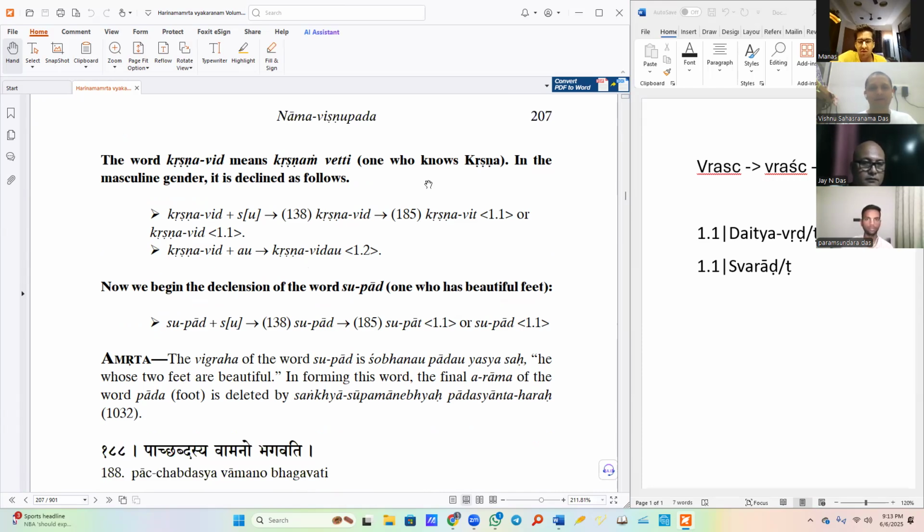Prabhuji, the words Bhavan and Bhavan, they are different. Yes, Bhavan means you, like in second person in respect, and Bhavan means being.